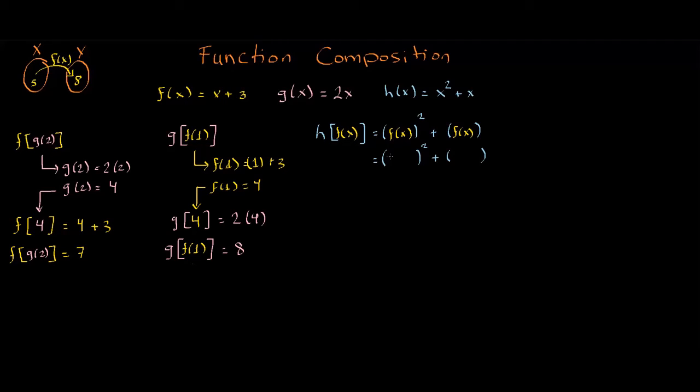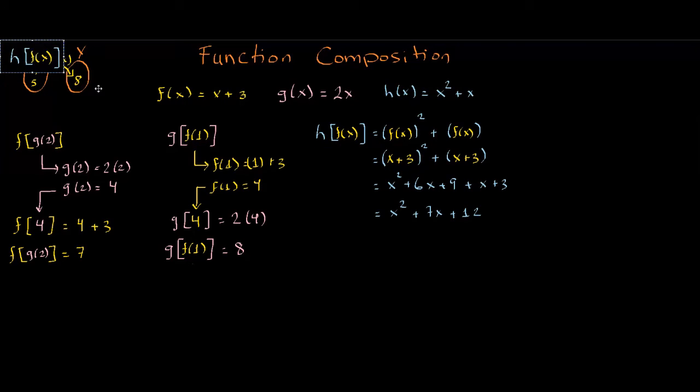So I'm just going to place now what is f of x. f of x is x plus 3, in here and as well in here. Now what we have to do here is just solve this out. It will be x plus 3 squared, which is x squared plus 6 times x plus 9, plus x plus 3. And we have to simplify this out. It will be x squared plus 7 times x plus 12. And with that, we will be basically done with solving out what is actually h of f of x.